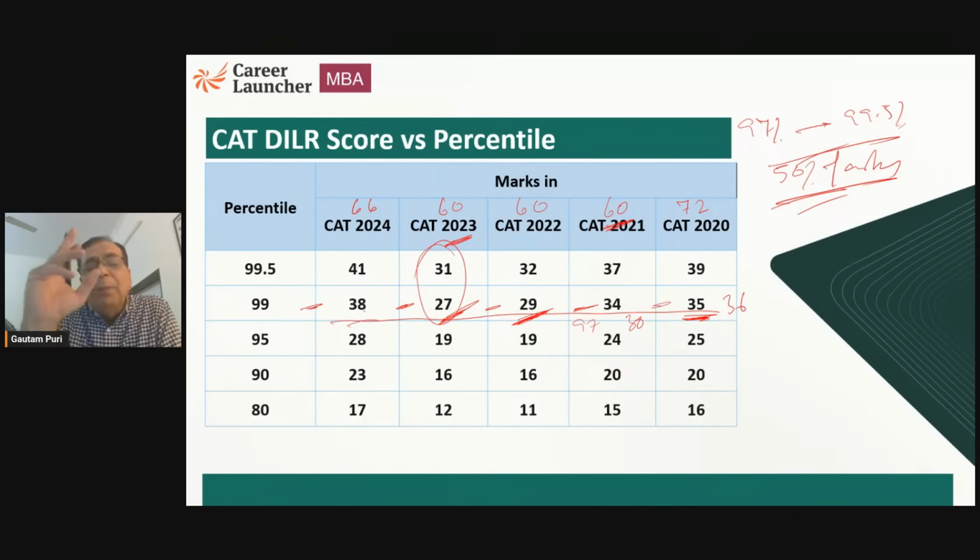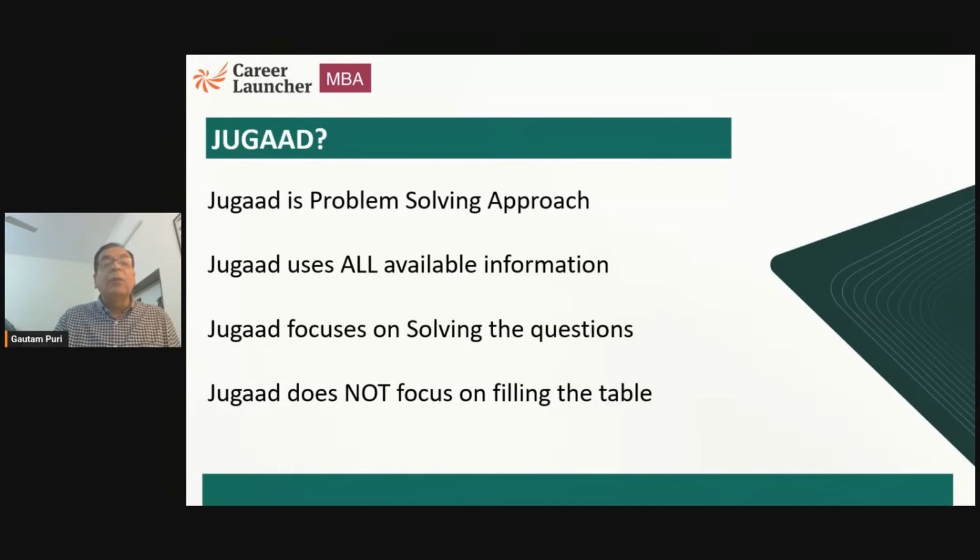Now, that is one part of the story which we'll talk about in some other session. Our focus is not on which sets to attempt. Once you have chosen the set to attempt, how do you go about doing it? That is what we'll be looking at, and this is what the Jugaad is. So, what is Jugaad? That is a question which comes very often. First of all, it's a problem-solving approach. It's an approach towards solving questions.